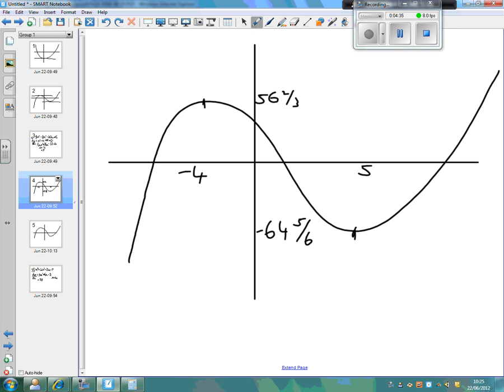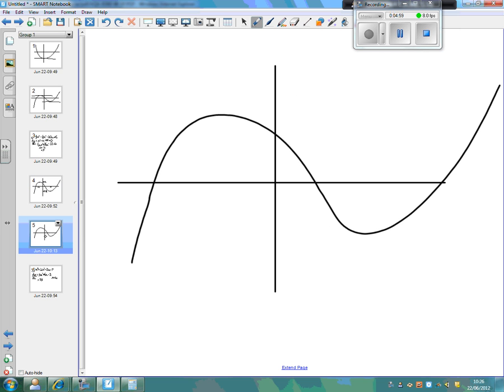So now those are the two coordinates of the stationary points. The first stationary point has coordinates of minus 4, 56 and 2/3. The other stationary point has coordinates of 5, minus 64 and 5/6. So that's stationary points. That's how to find the coordinates of two stationary points. Now let's go on to the equation of normals. Sorry, the gradient of normals.